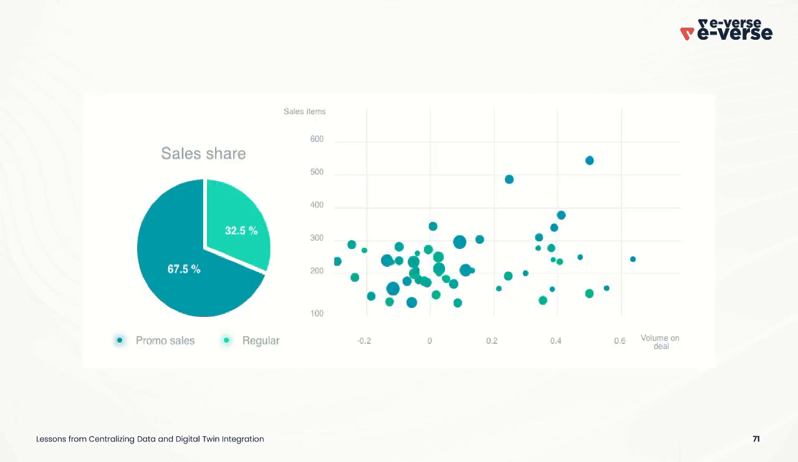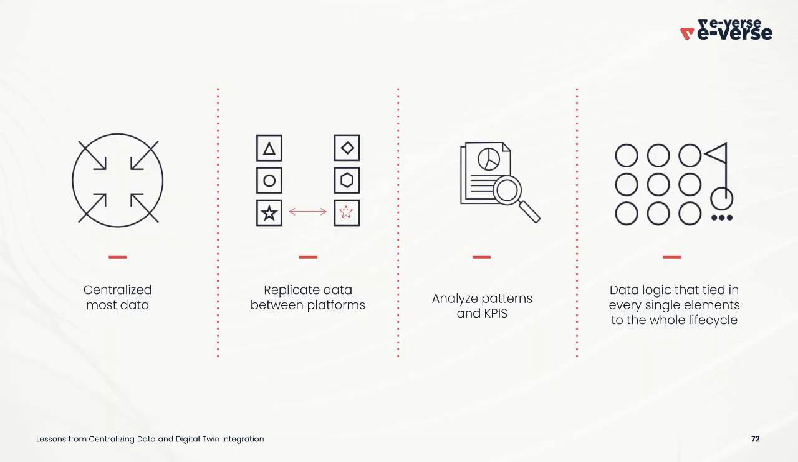And yeah, we could do stuff like that, like the type of sales we were getting, and create graphs that were much more complex than just simple regular data. And then we centralized most of the data. At this point, we already replicated data between platforms, which was really good. We analyzed patterns and KPIs. So the C-level was really happy with us.